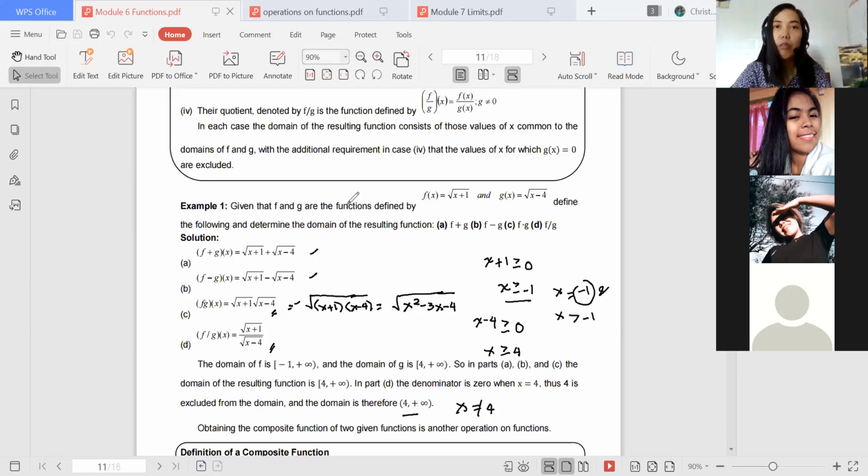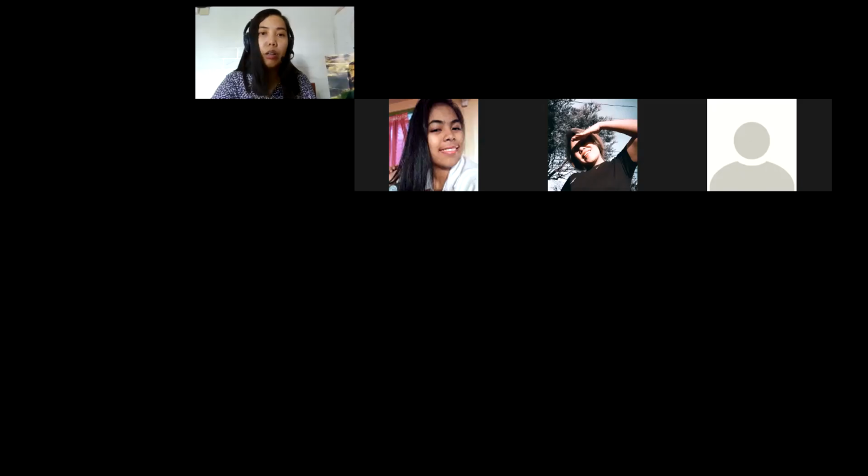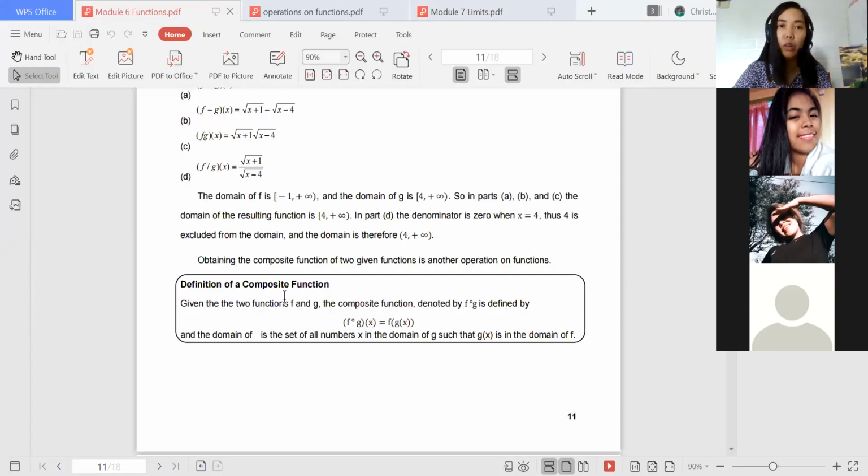Next. So that is the first operation. So we have addition, subtraction, multiplication, and division. And another operation class on function is called composite function. So the definition of a composite function, given the two functions f and g, the composite function denoted by f composite g. So merong circle. So that's how we denote composite. F composite g of x means f of g of x.